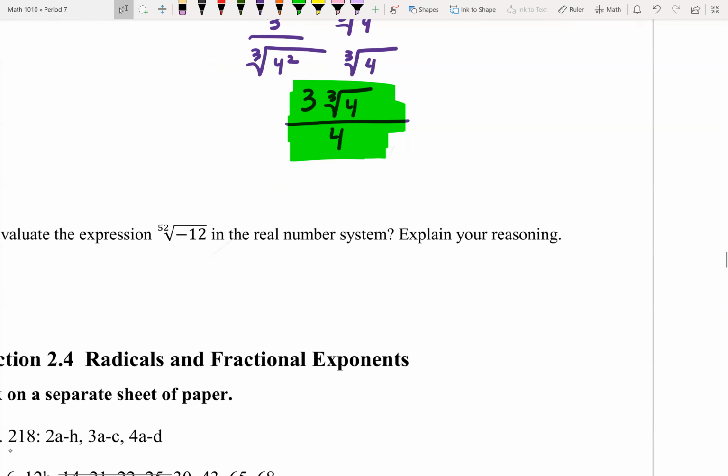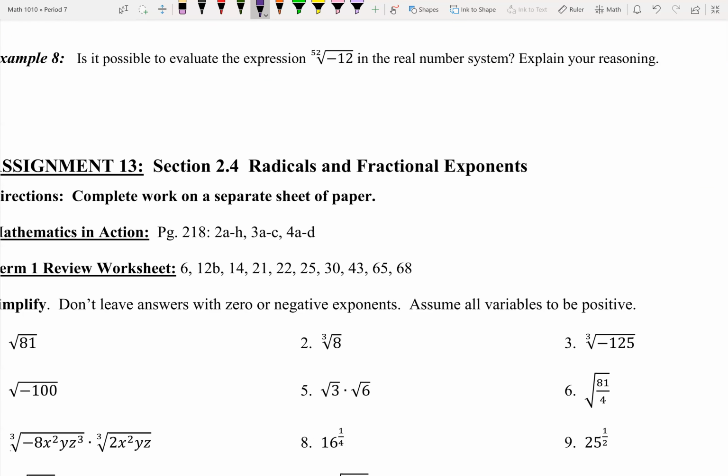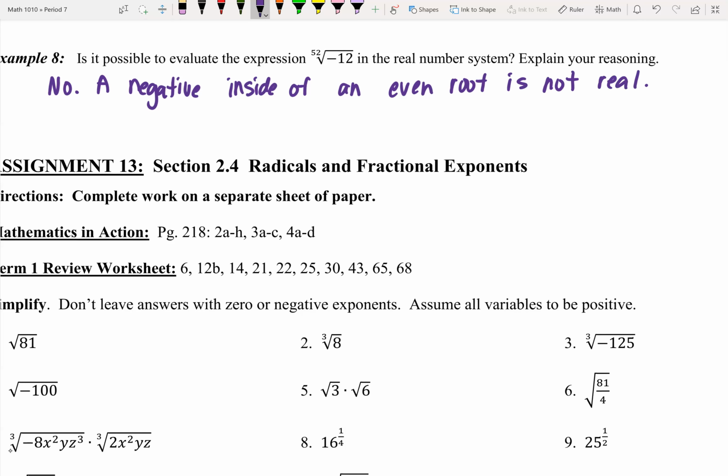Okay, I think we only have 1 more. It's easy. Is it possible to evaluate that in the real number system? Yes or no? What's the answer? No. The answer is no. Why not? It's an even root with a negative inside. Okay, so I'm going to say a negative inside of an even root is not real. It's what? It's imaginary. Good. Everybody good?